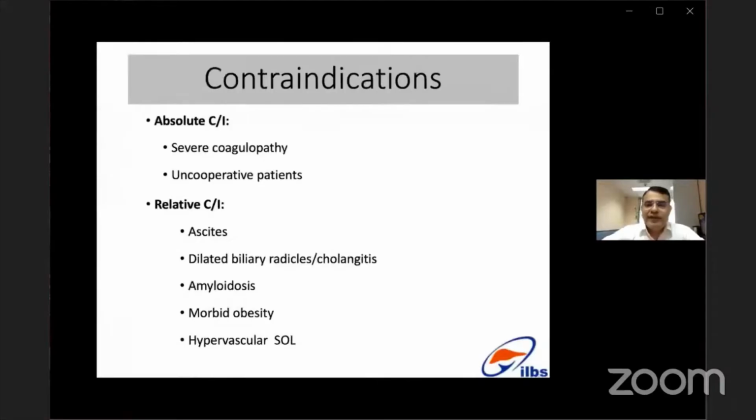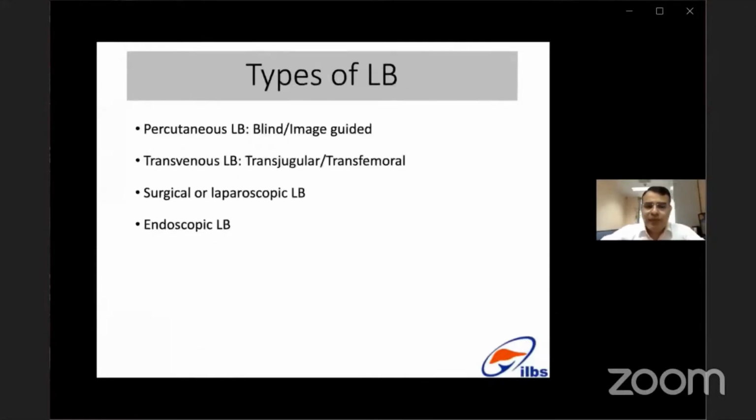If you talk about contraindications, then there are two absolute contraindications, which include severe coagulopathy and uncooperative patients. And there are relative contraindications. However, for all these contraindications, we have some way or the other for performing biopsies. It may not be percutaneous, but there are other transvenous biopsies as well as endoscopic and surgical biopsies. So relative contraindications include ascites, dilated biliary radicals or cholangitis, amyloidosis, morbid obesity, and hypervascular space-occupying lesions.